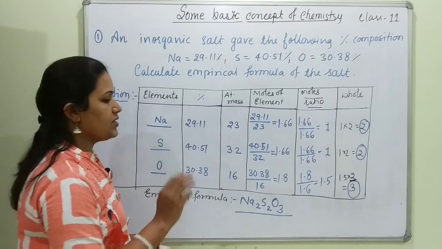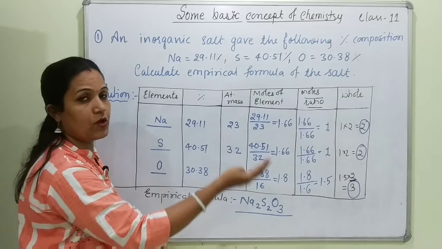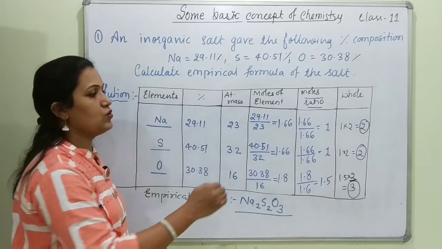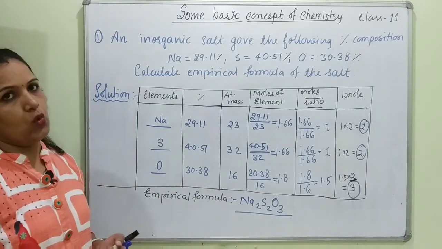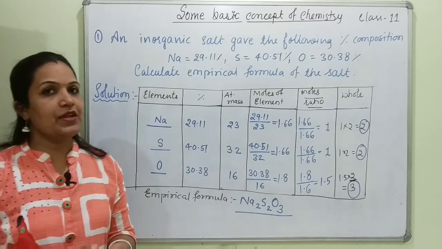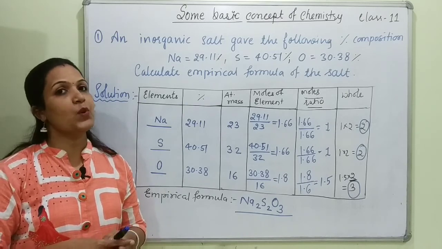Now in place of this, consider that if I got 2 here, there is no need to make it whole because all whole numbers are there. But as we didn't get a whole number, that's why we multiplied with a simple integer to get the whole number. So student, I hope you understood this empirical formula, and in NCERT there are given some questions.